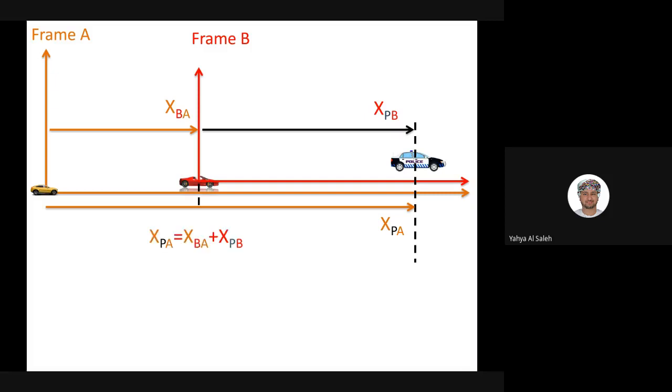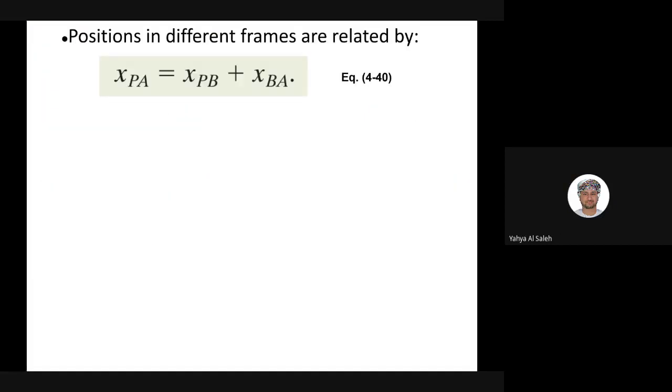The distance is simply the sum of the two distances. XPA is equal to XBA plus XPB. Yes, so far so good. Simple enough? Okay. So positions in different frames are related by a simple sum.